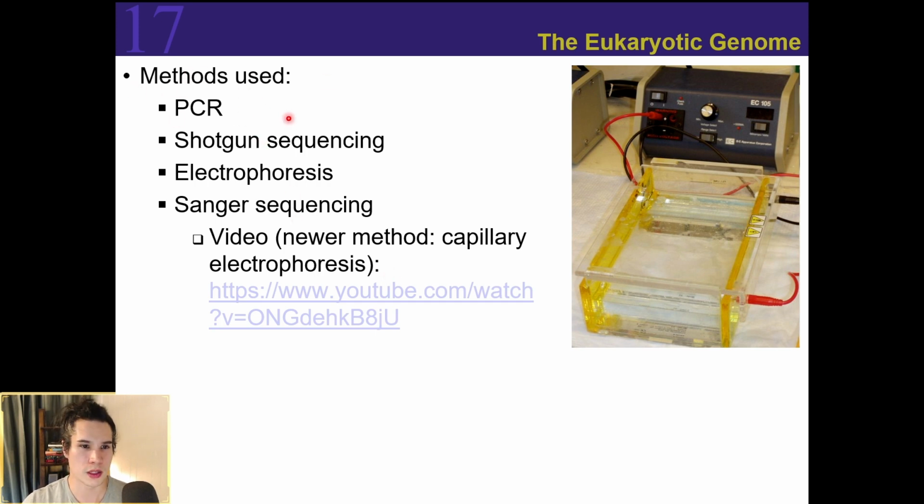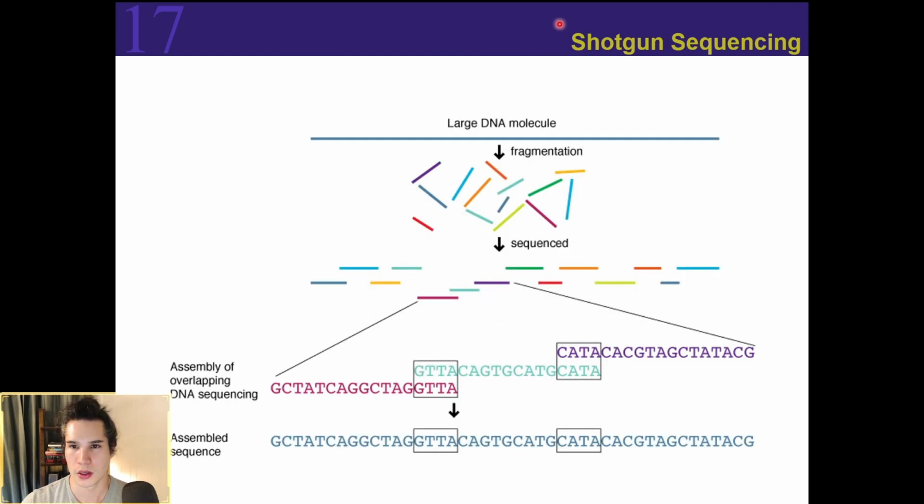All right, so some of the methods that were used in the Human Genome Sequencing Project were PCR, shotgun sequencing, electrophoresis, and Sanger sequencing, which I've included a video on, the newer method of Sanger sequencing that uses capillary electrophoresis. So to overview shotgun sequencing, you take many of the large pieces of DNA that you want to sequence, and you cut them into randomized fragments.